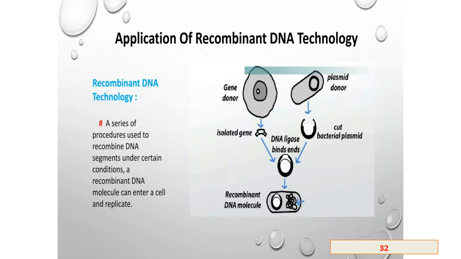Then recombinant DNA technology is also used as a series of procedures for certain conditions, where a molecule can enter a cell and replicate. So there is a plasmid donor and the gene donor. The genes are isolated, and the cut bacterial plasmids are joined together with DNA ligase, and then the recombinant DNA molecule will be produced.